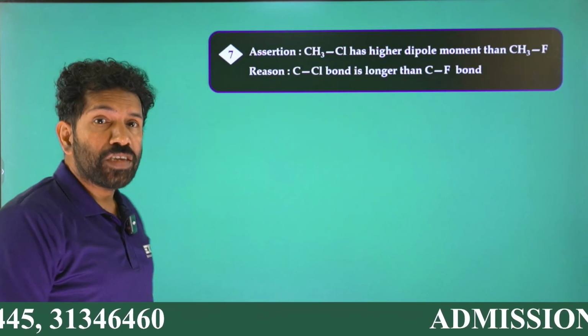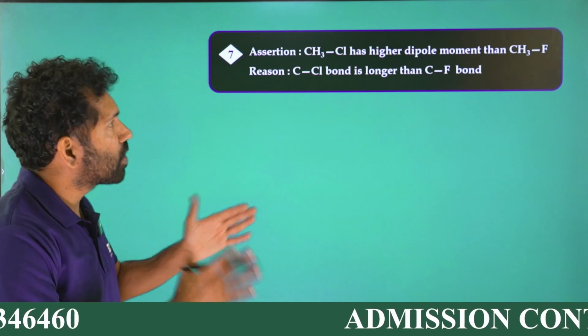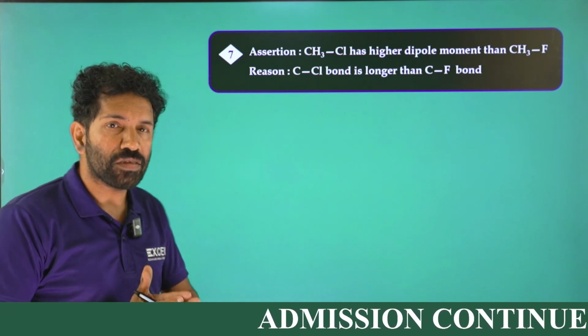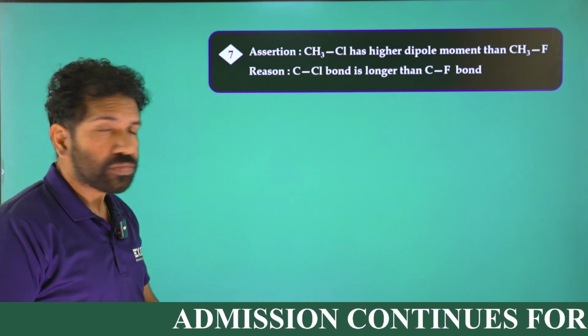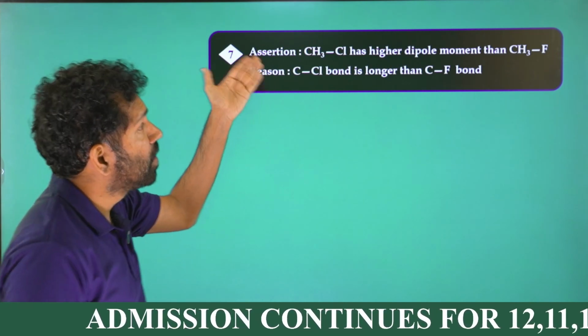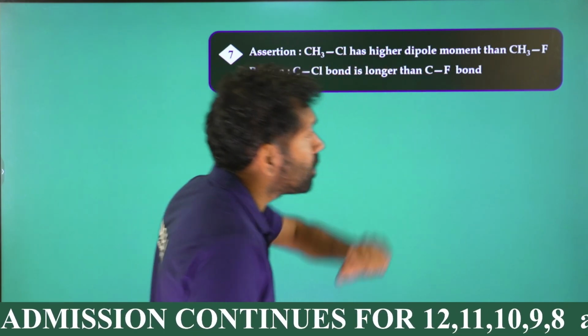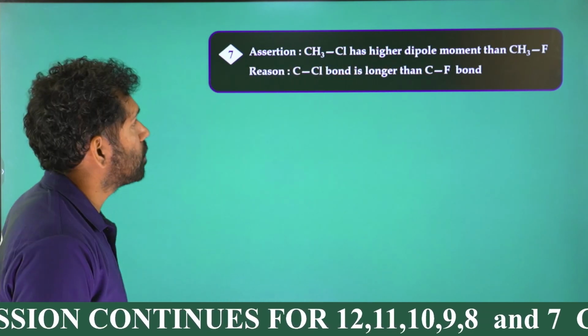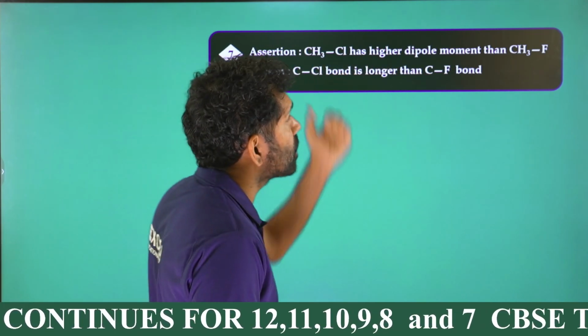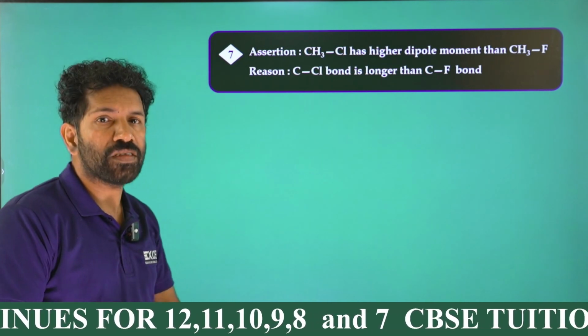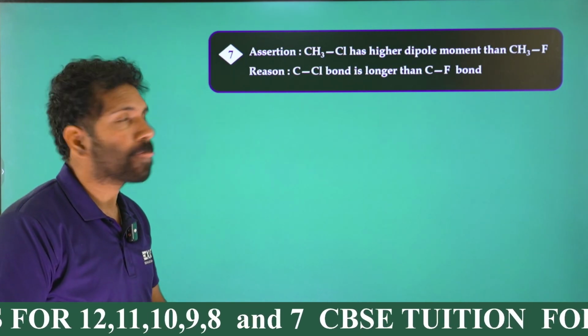So, assertion-reason question. This is somewhat related to the dipole moment we will discuss. Assertion: CH3Cl has higher dipole moment than CH3F. Reason: the C-Cl bond is longer than the C-F bond. Yes, we will discuss.